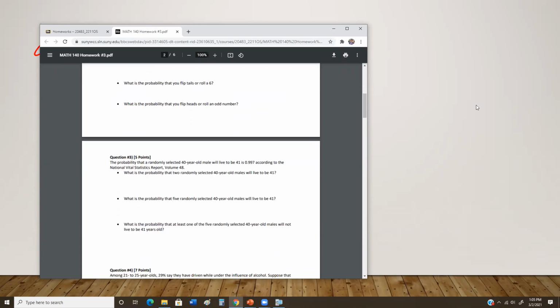And then what was the next question that seemed a little bit tricky? People have trouble with question 3? All right, so question 3, I'll help you get started on the first one here, okay? It says, the probability that a randomly selected 40-year-old male will live to be 41 is 0.997. According to the National Vital Statistics Report, volume 48. So what is the probability that 2 randomly selected 40-year-old males will live to be 41?